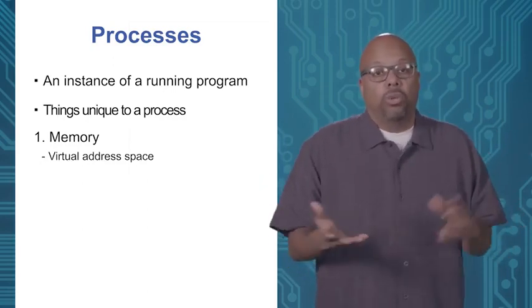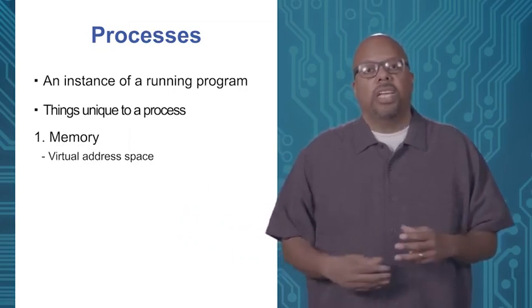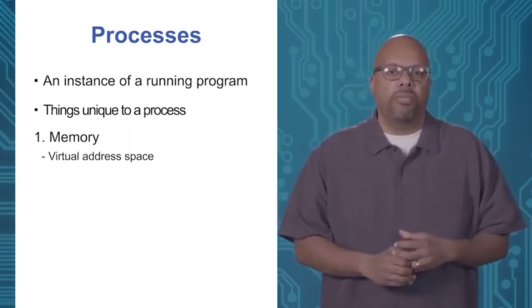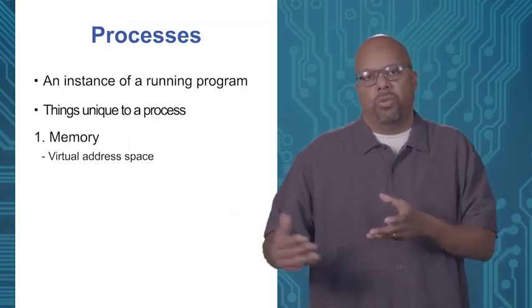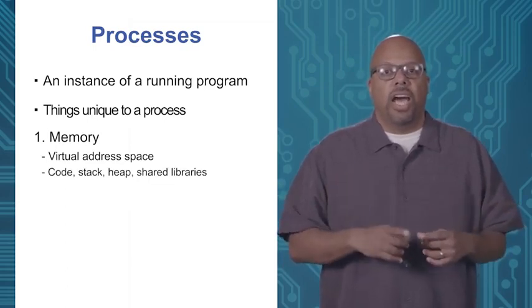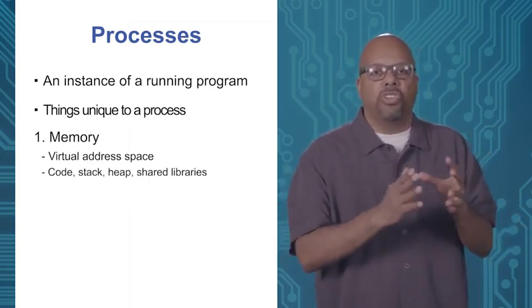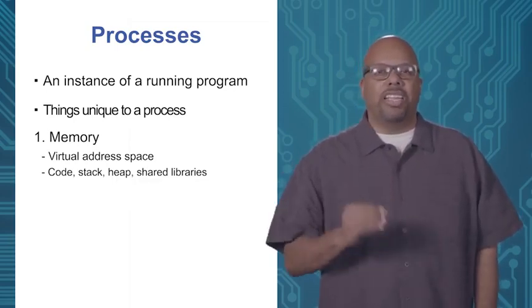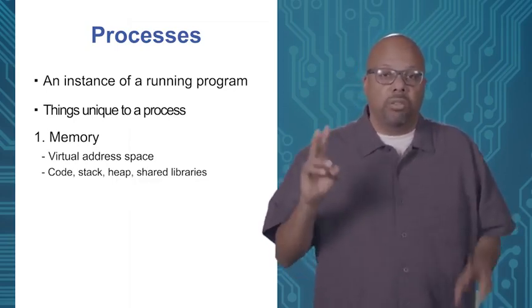It has code. Every process is going to have its own code. It's going to have its own stack. Stack's a region of memory that handles function calls mostly. Heap, which is another region of memory where you do memory allocation, stuff like that. Shared libraries. Actually, shared libraries are shared. So usually those are shared between processes. So shared libraries are actually not unique to a process. They're shared by definition.